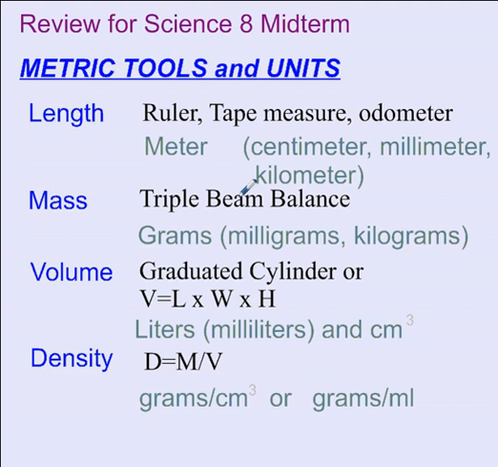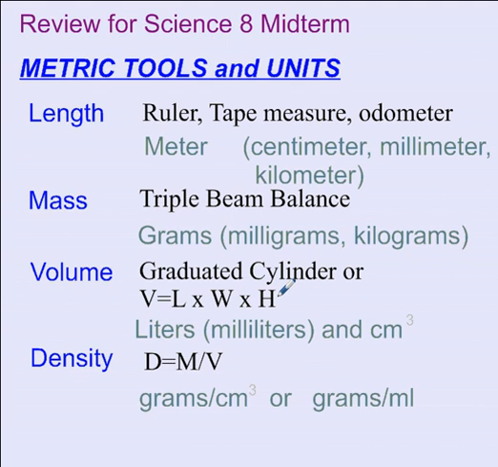Mass is measured with a triple beam balance in grams. Milligrams would be 1,000th of a gram. Kilograms would be 1,000 grams. Volume of a liquid can be measured with a graduated cylinder, or we can do length times width times height. There's formulas for different regular shapes.